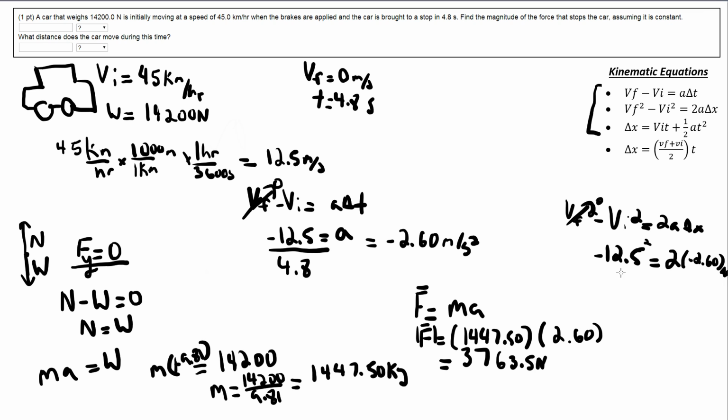Sorry, I should have probably moved this. Anyway, so we're going to say that delta x is equal to minus 12.5 squared over 2 times minus 2.60. And we'll end up getting a distance, the distance that the car went through, is actually 30.04 meters. Well, I'm just going to write 30.0 meters.